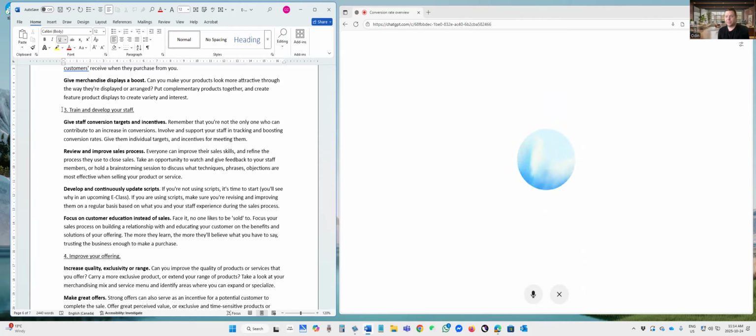Give staff conversion targets and incentives. Remember that you're not the only one who can contribute to an increase in conversions. Involve and support your staff in tracking and boosting conversion rates. Give them individual targets and incentives for meeting them.